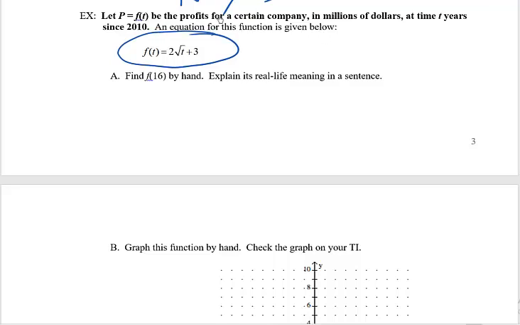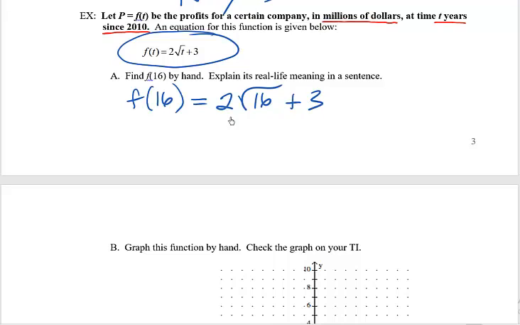And pay attention to the variable definition. It looks like the profits are being measured in millions of dollars, and the T variable stands for years since 2010. So we've got to keep that in mind. Okay, let's try to work with this a little bit. So part A, find f of 16. That's just a math problem. Take the 16, replace all the t's with 16.